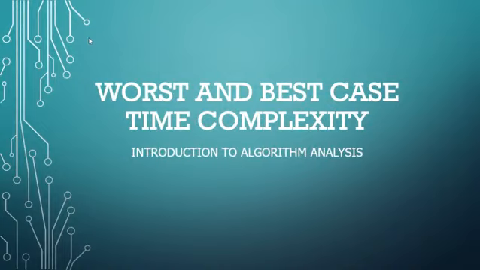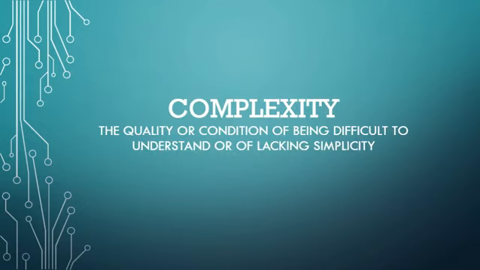So today, i-discuss natin ang worst and best case time complexity. Introduction to algorithm and analysis. So, una, define muna natin what is complexity. Complexity is the quality or condition of being difficult to understand or of lacking simplicity. So, from the root word, time complexity in relation to algorithm, whereas algorithm is the series of steps or solution to a problem. So, ayan.